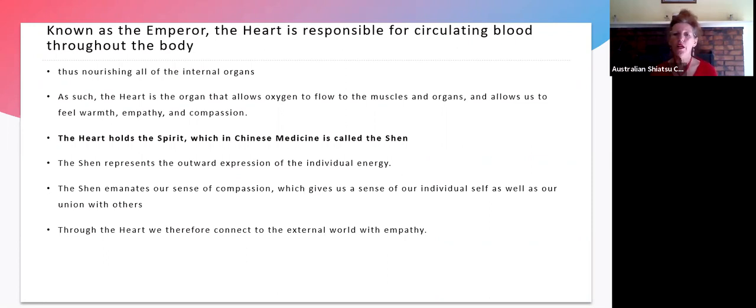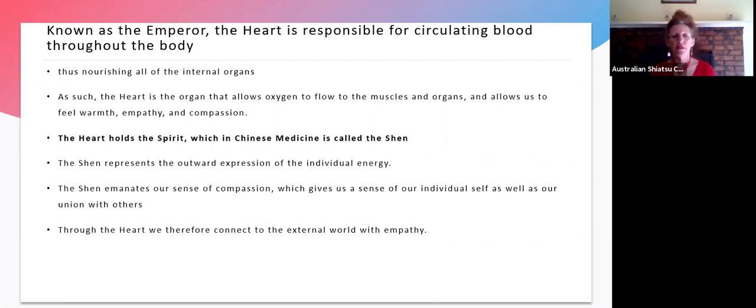We talked in the wood element of the spirit of wood being the Hun, sitting in the soul, and here the spirit of the heart is the Shen. And the Shen represents the outward expression of our individualization. And our Shen is reflected in the sparkle in our eyes, in the smooth amount of blood flowing through our skin. So all that's represented by our Shen.